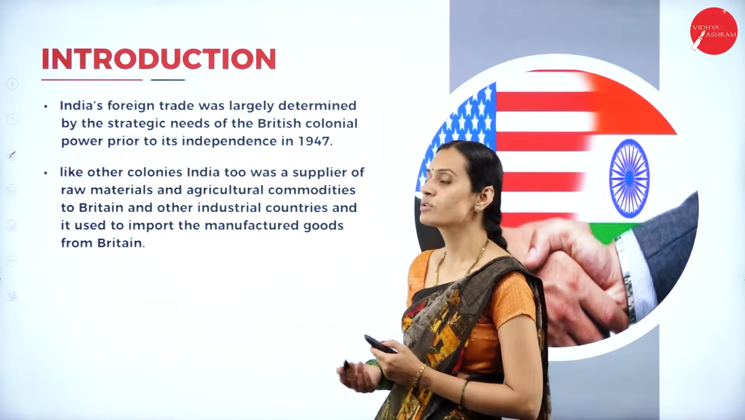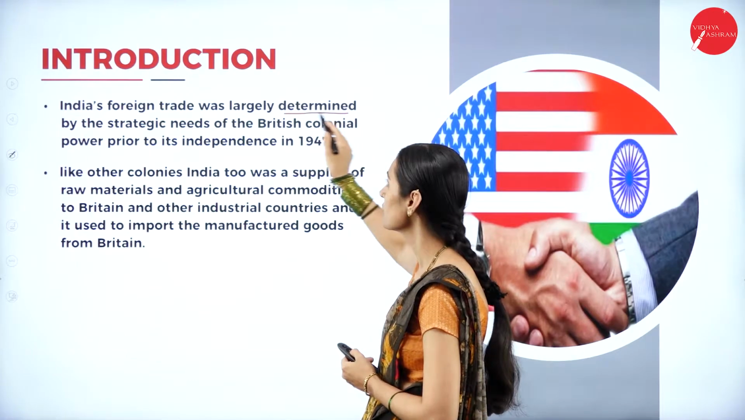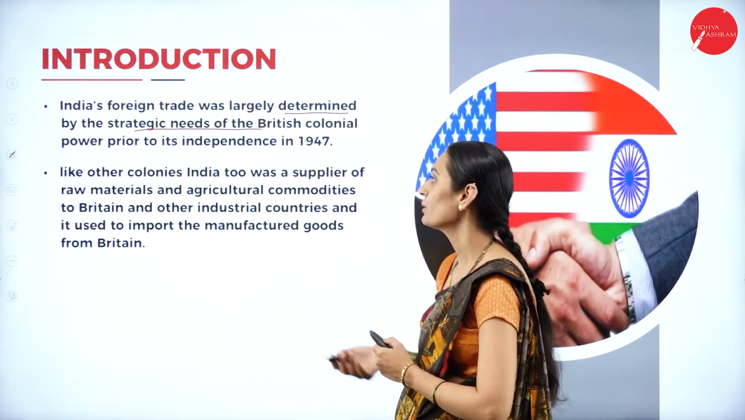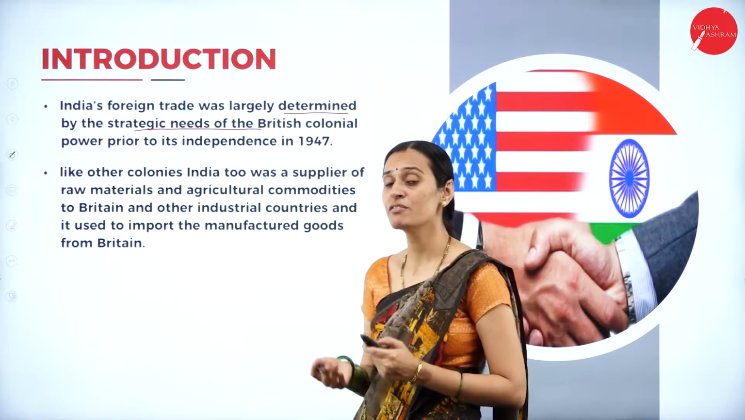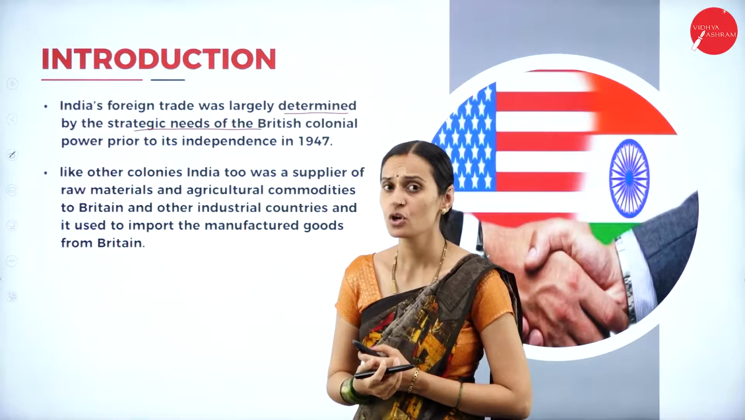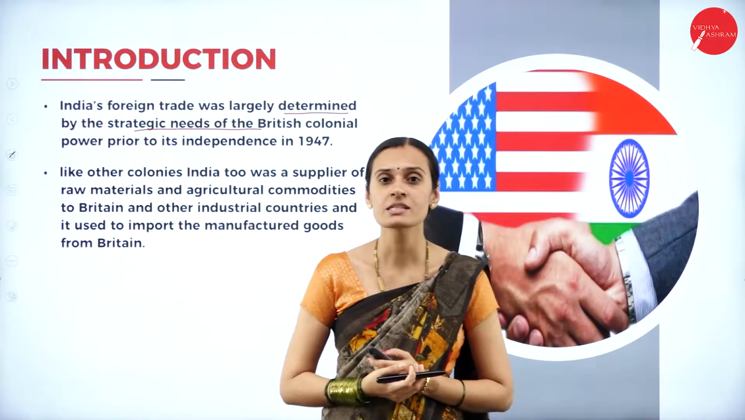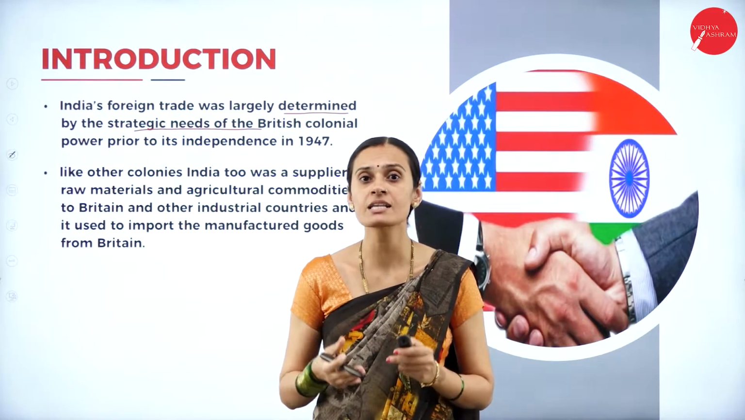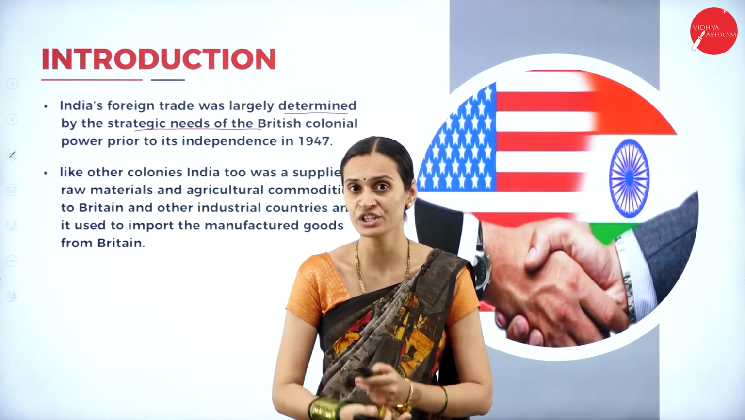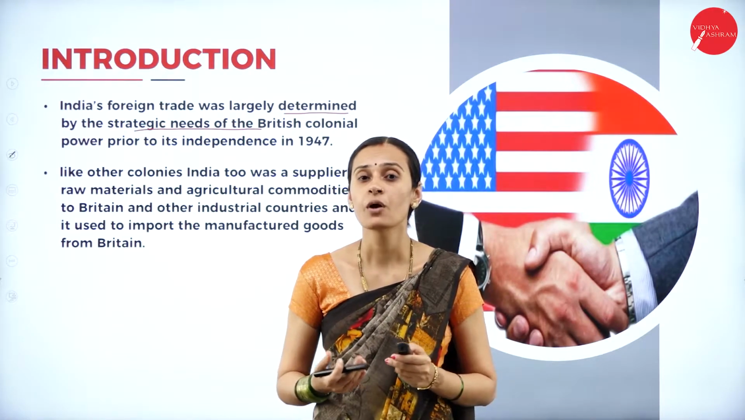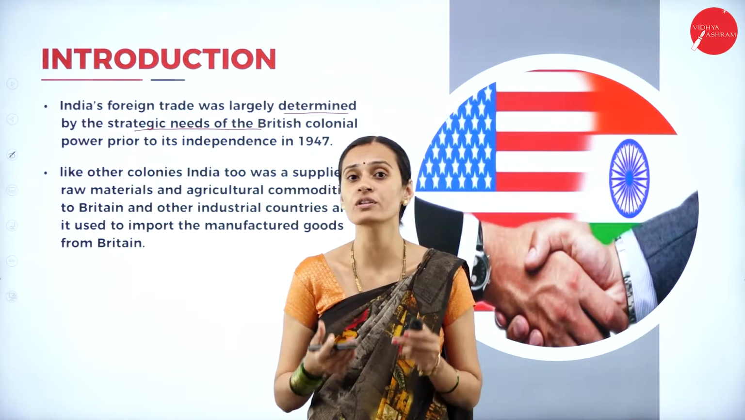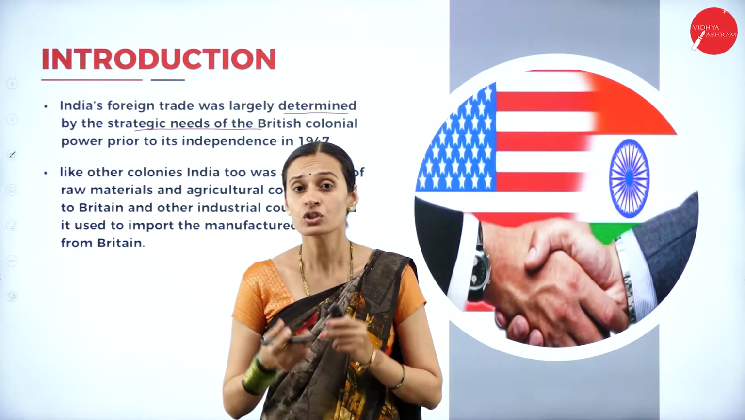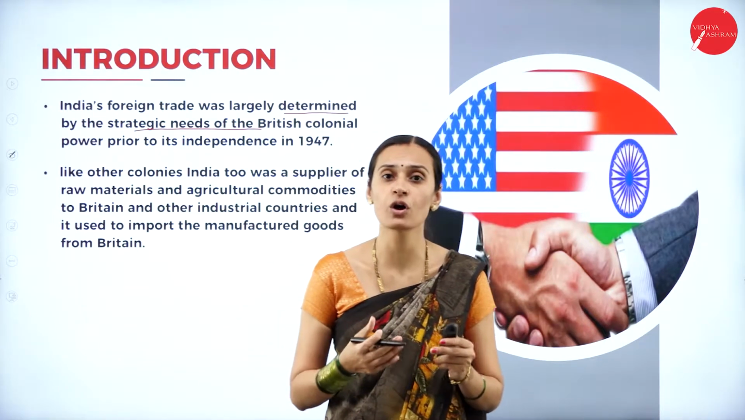Foreign trade was largely determined by the strategic needs of the British colonial power before independence. What were their intentions? They treated us as a supplier of raw materials, and we became a market for their final products which they produced in their own country. This led to a drain of wealth of our country.